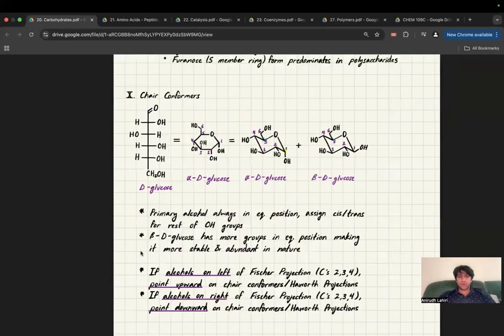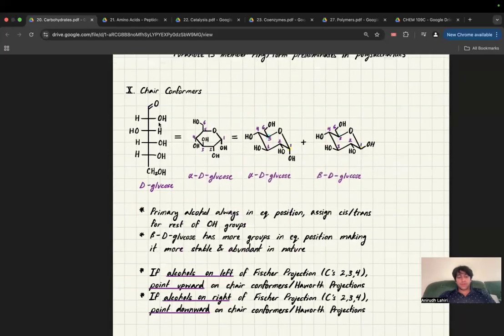Cool. Chair conformers. So there's a lot of different ways to write the same structure, right? So the primary alcohol is always going to be in the equatorial position. So you assign cis and trans for the rest of the OH groups based off of that. Beta D glucose has more groups in equatorial position, which makes it more stable and abundant in nature, right? So we talked about how this was 60 something percent and this was 30 something percent. It just has to do with the chair configurations, right?